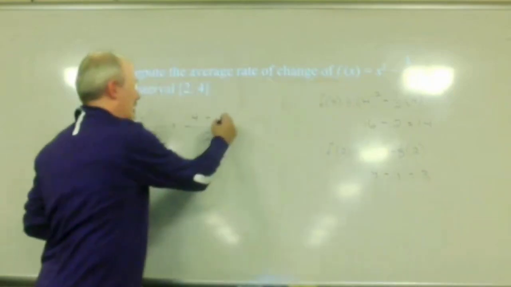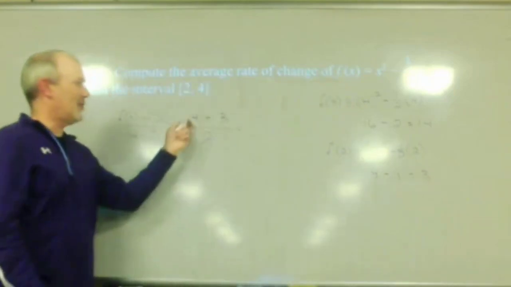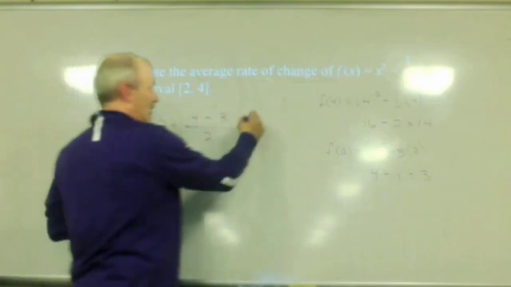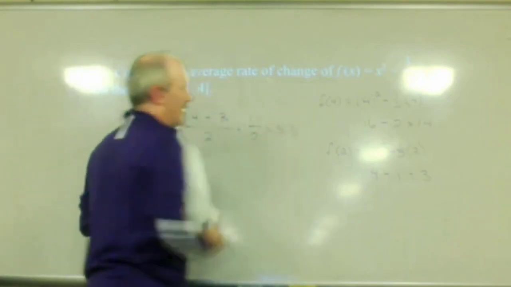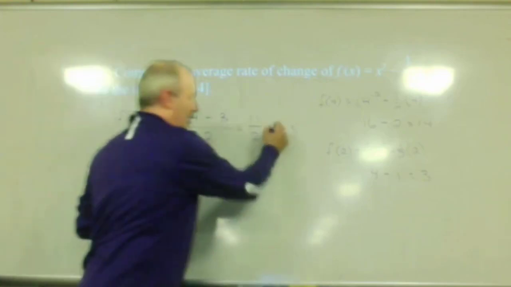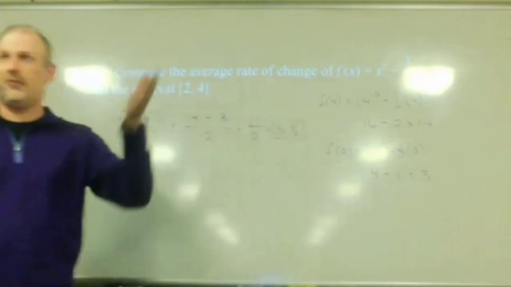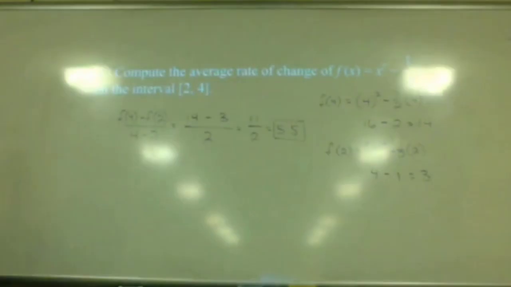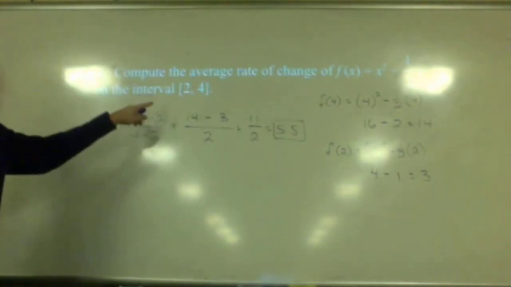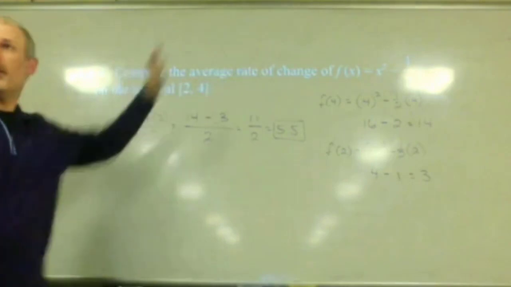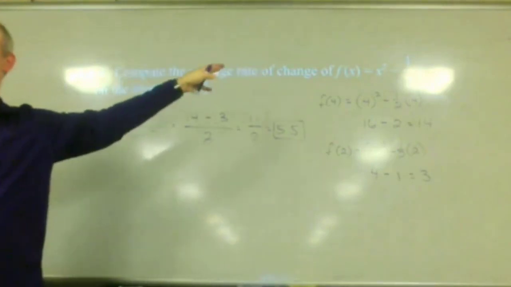And that's going to go right here. And then we just do the math. 14 minus 3? 11. Divided by 2 is 5.5. And that would be our average rate of change for that function. Okay. The difference is just how you figure out these numbers. If you have a table, you look at the table. If you have a graph, you look at the graph. If you've got an equation, you plug it in and you figure out those numbers from the equation.